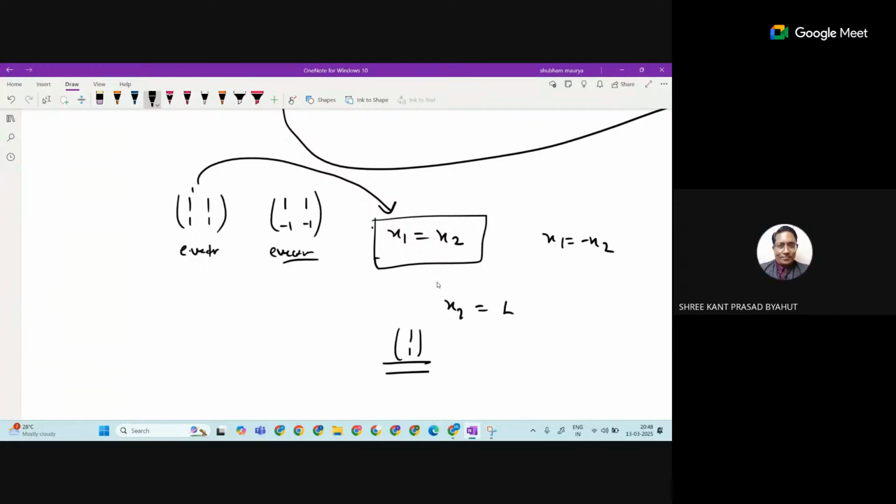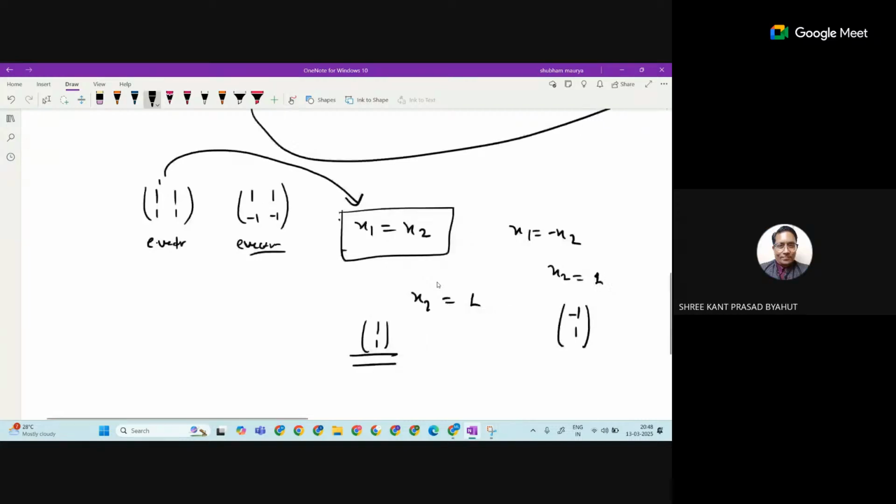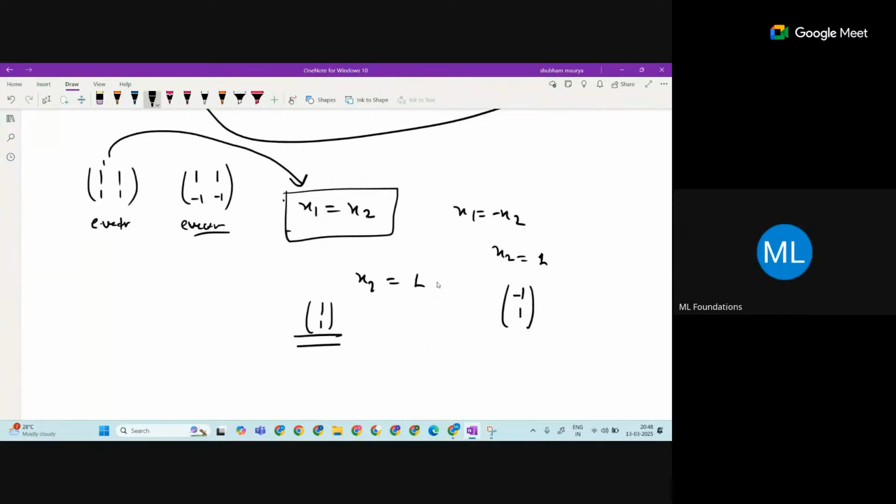Then for the second eigenvalue, we can choose either x1 is equal to 1 or x2 is equal to 1. If you choose x2 is equal to 1, then x1 will always be minus 1. If you choose x1, minus 1 and 1. Correct. So if we choose x2 is equal to minus 1, then it will be 1 and minus 1. Yeah, correct. So which one will I choose? This is my question.